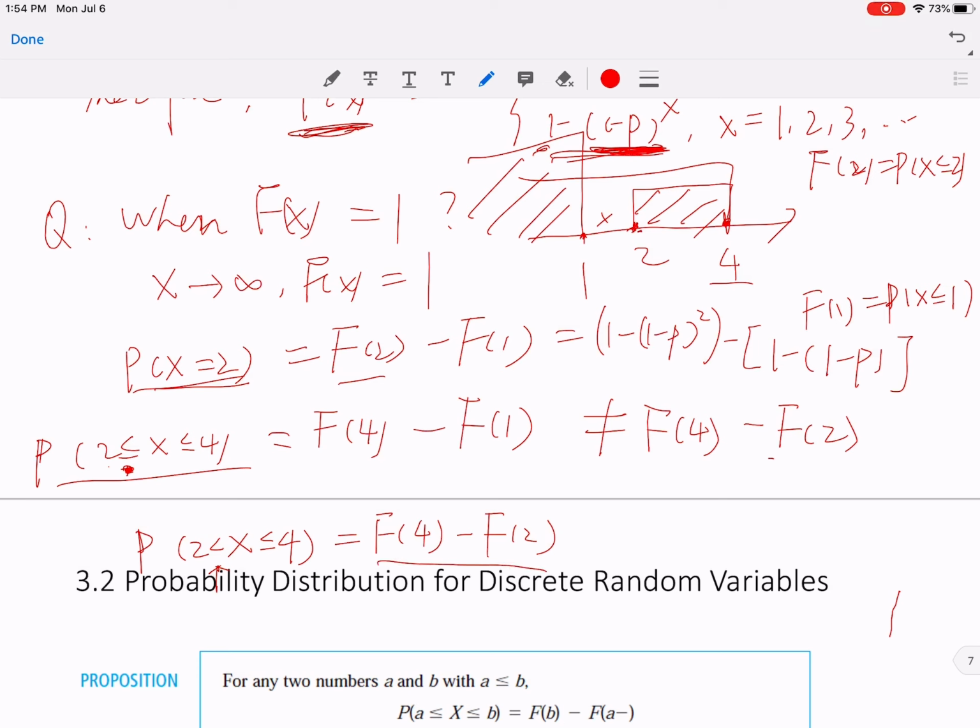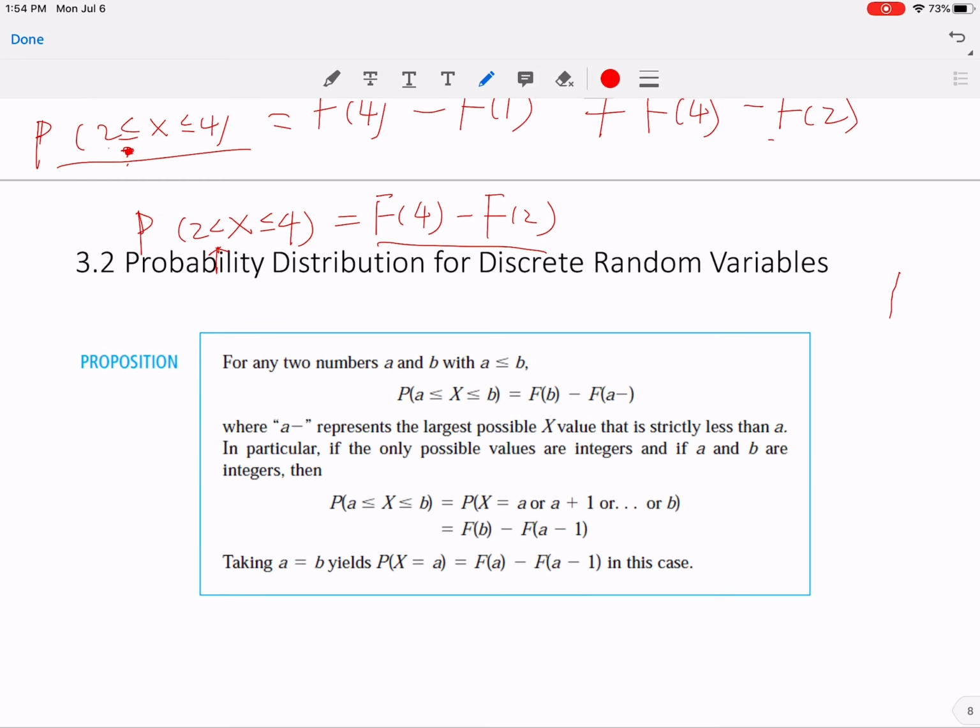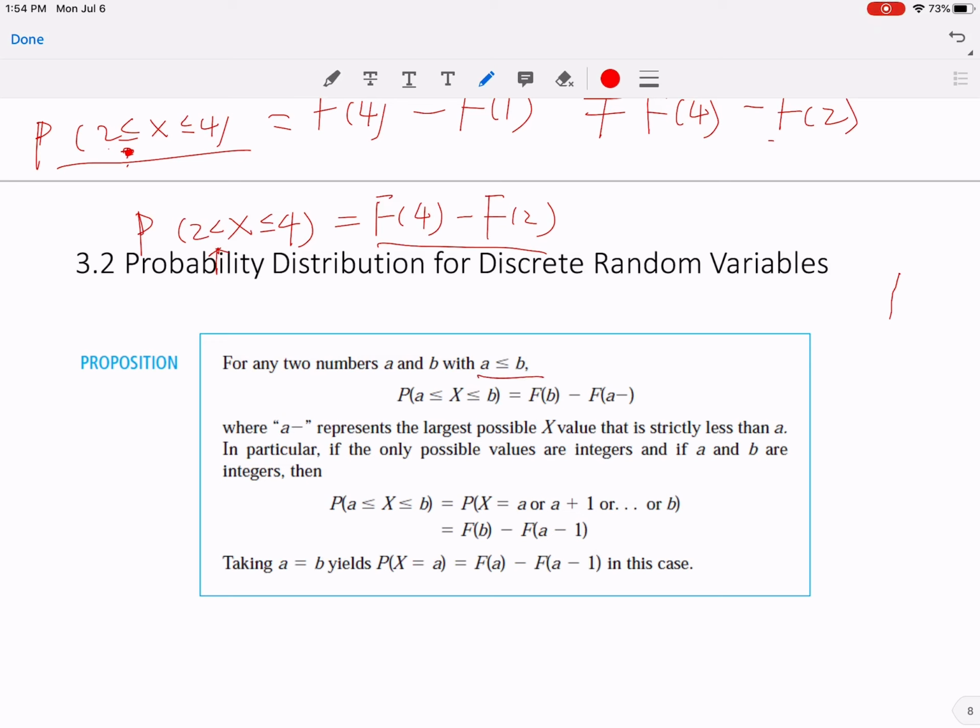So when you are looking for a probability of an interval for a discrete random variable, you've got to really be careful with the boundary point over here, okay? So once this is clear, let's take a look at the proposition given down here. For any two numbers a and b, with a less than or equal to b, the probability of x being greater than or equal to a but less than or equal to b is equal to f of b minus f of a-minus, where a-minus represents the largest possible x value that is strictly less than a.